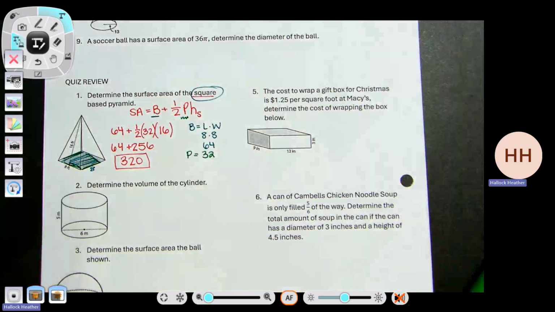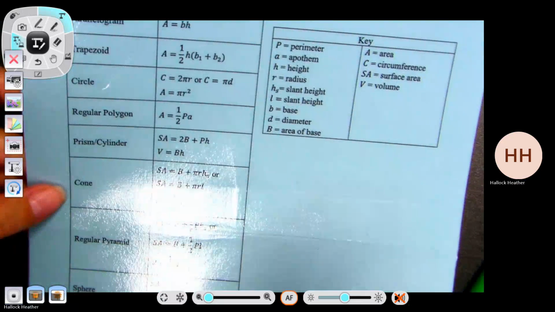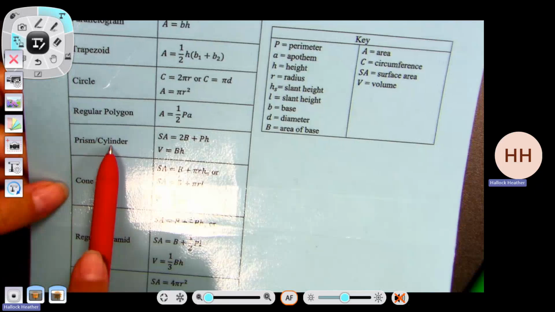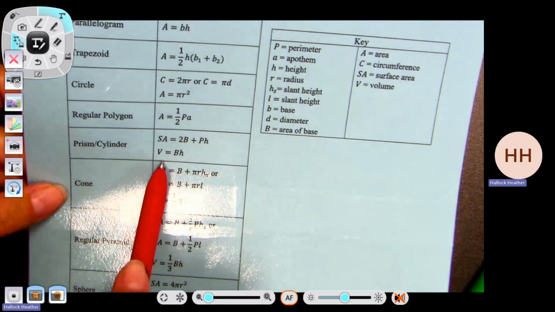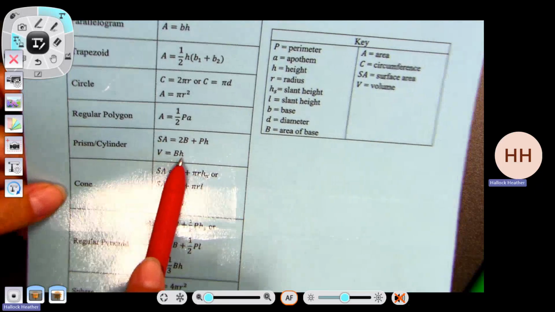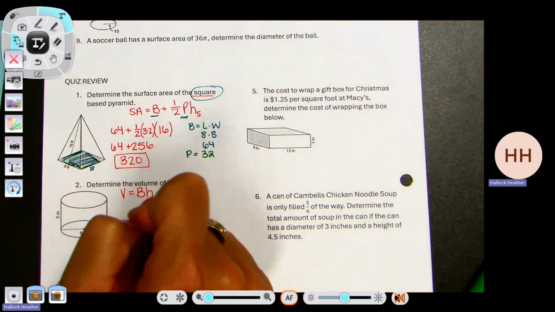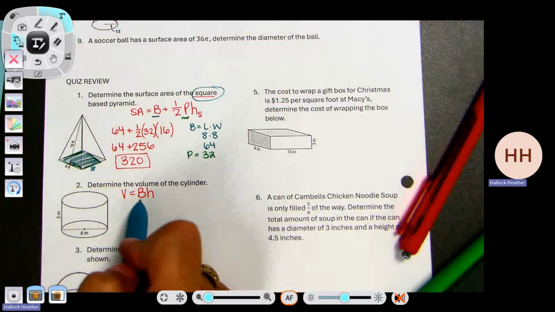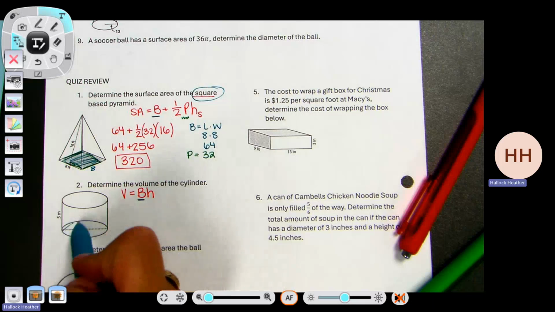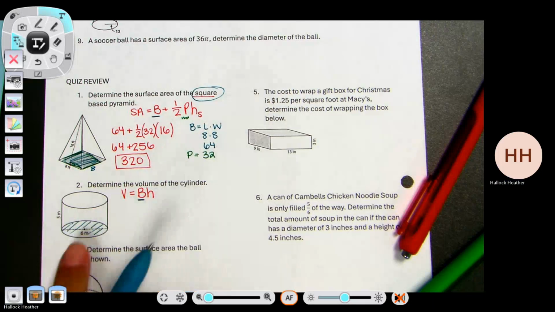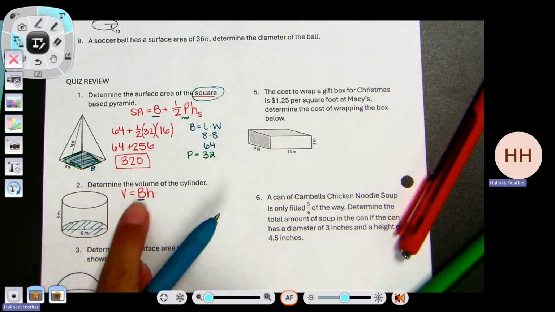The next shape is a cylinder, and we're finding volume this time. So if I look at my blue sheet, I'm looking at a cylinder. I'm finding volume. So V equals big B H, where the base is a circle. So people are just putting 6. It's the area of the base. So I can't just put 6 here.